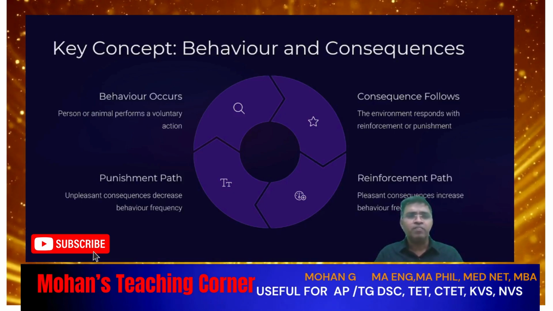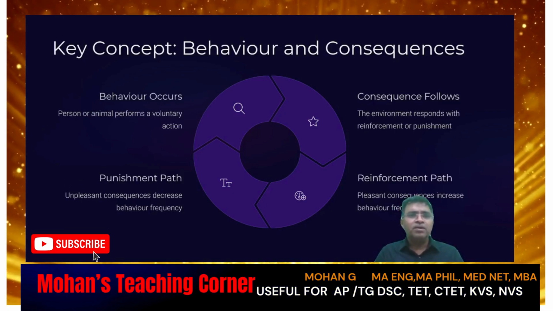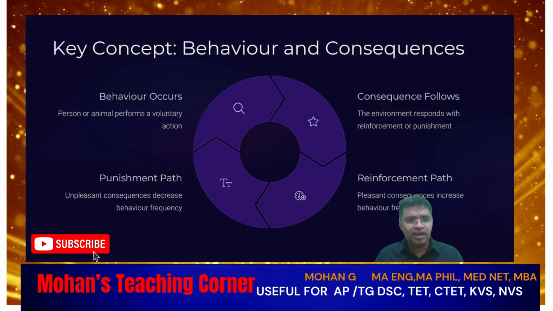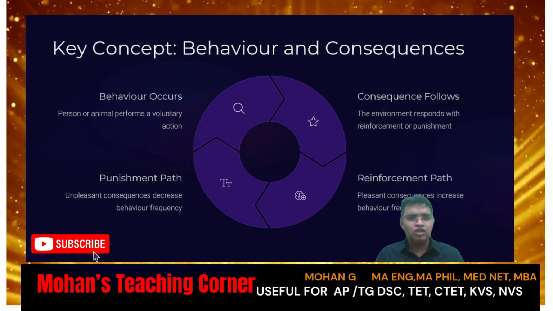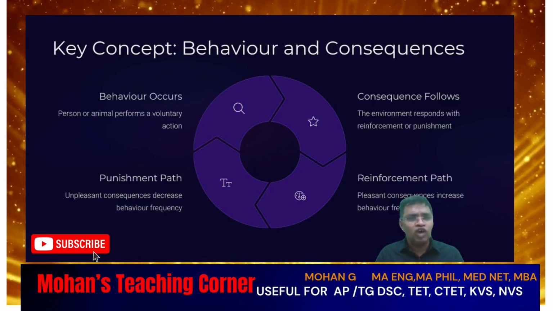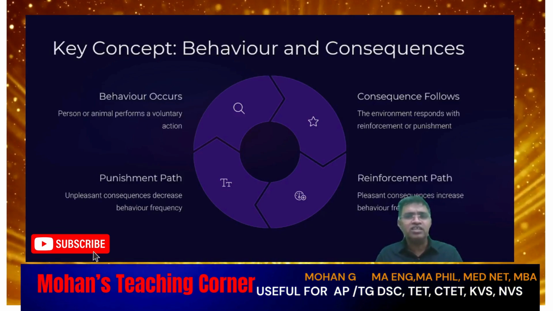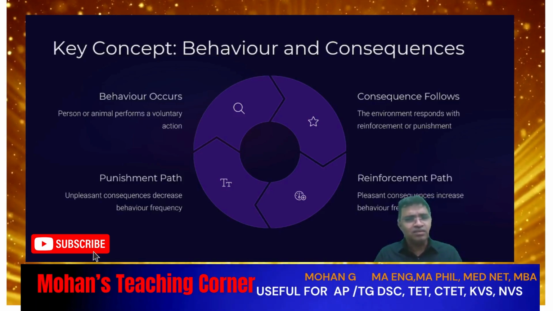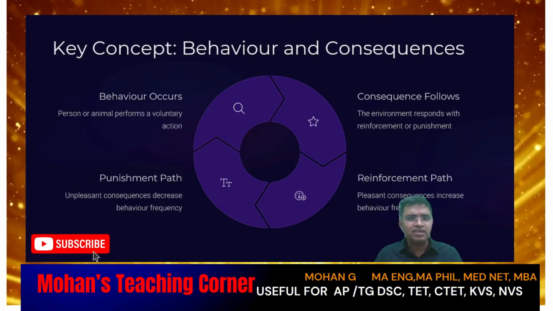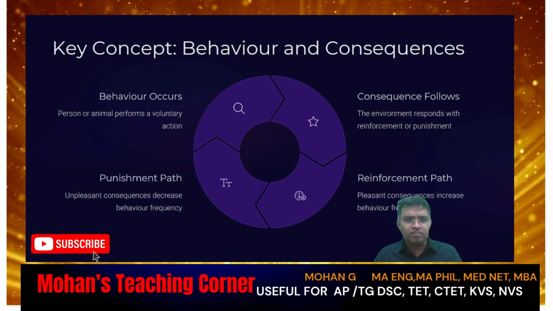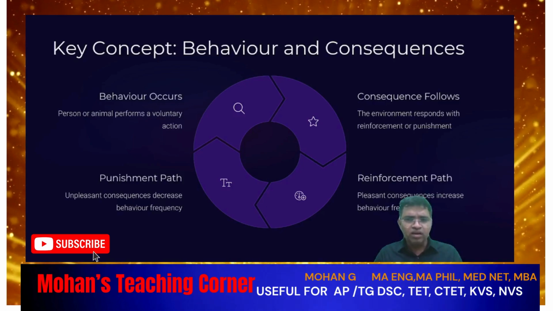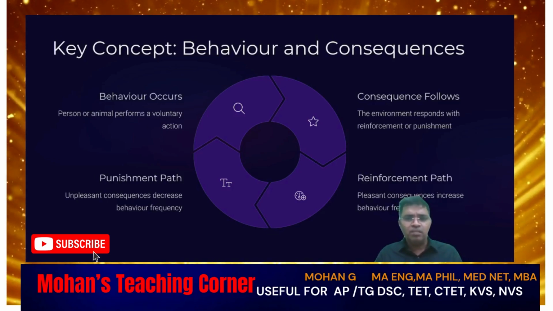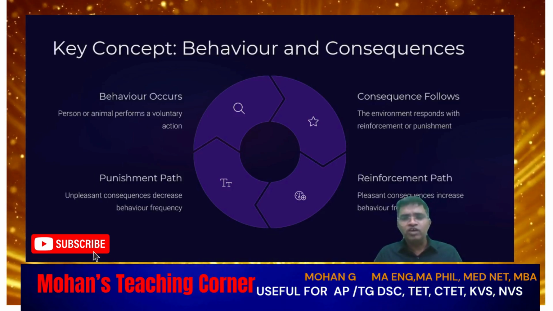Let us discuss what it is. Behavior occurs: a person or animal, a child or student, performs an action voluntarily. For that there are consequences. If a good thing is done, there is a reward. If a bad thing is done, punishment. In order to encourage behavior we give reinforcement, or in order to reduce it we give punishment.